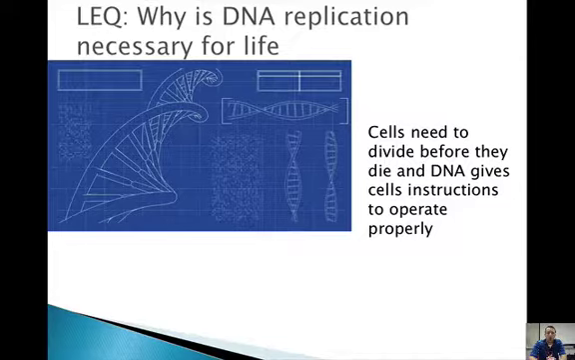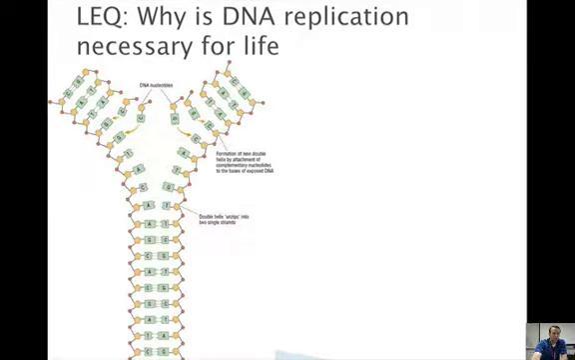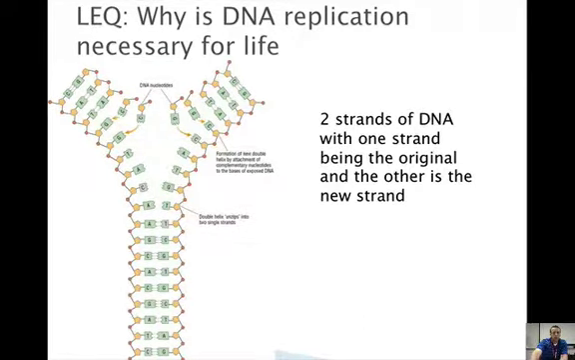So DNA replication is very important for life because without it, your cells are not going to do what they need to be doing. Now, when we talk about how many strands of DNA there is, it's two strands of DNA with one strand being the original and the other is the new strand. So we'll get into that basis of how that actually works, where you have one original strand, one new strand, how they all go together.